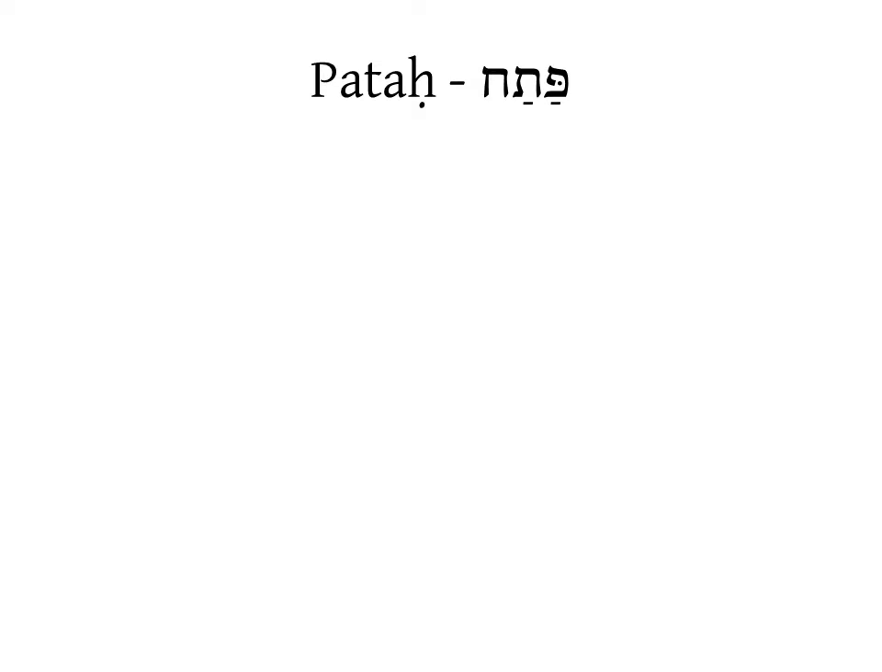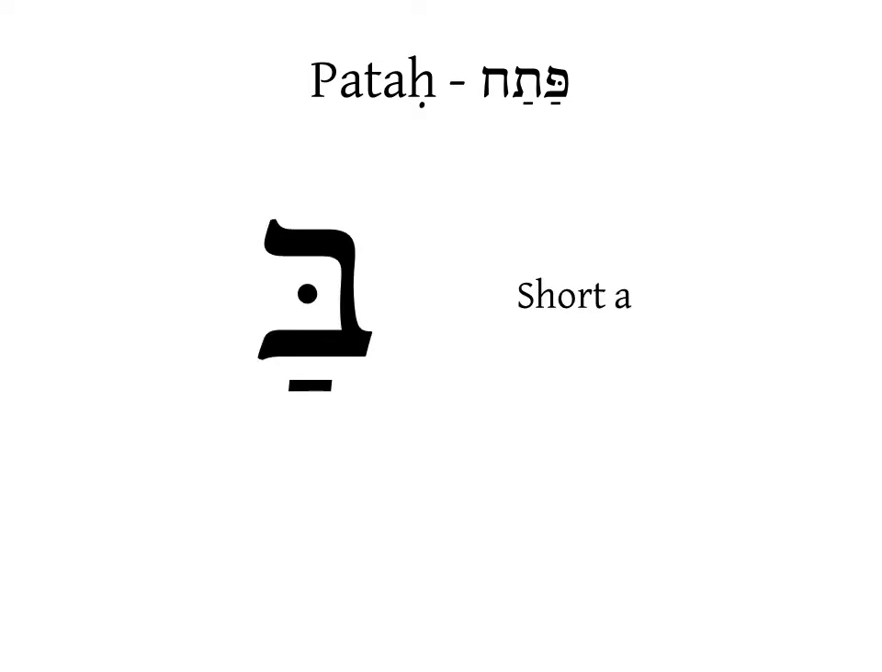First we start with patach. We have our beit with the dagesh lene in it, as we did with the long vowels. And now we put a dash below it. Patach is pronounced as a short a, ba.